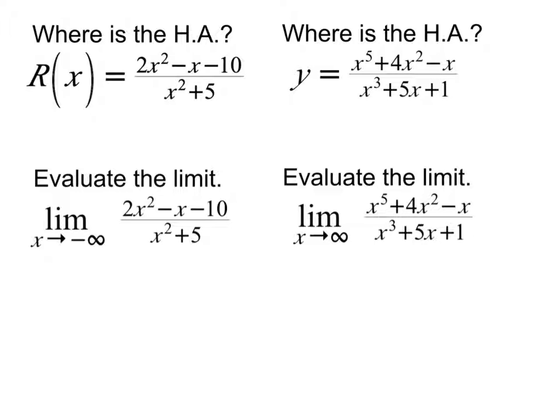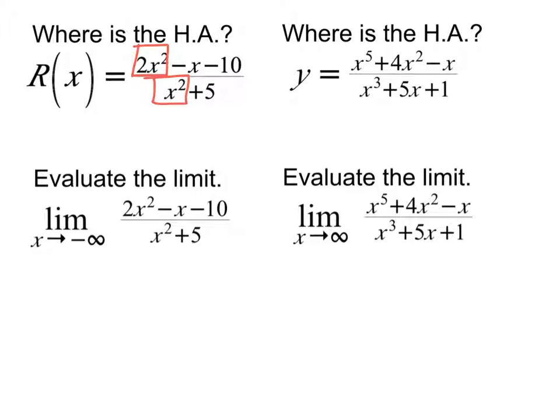So for the first one here, remember that the only things that determine the asymptote are the highest exponent terms on both the top and the bottom. So as I look at the top, the 2x squared is the only thing that I care about, and on the bottom, the x squared. Everything else is just extra information that's not going to affect anything here.